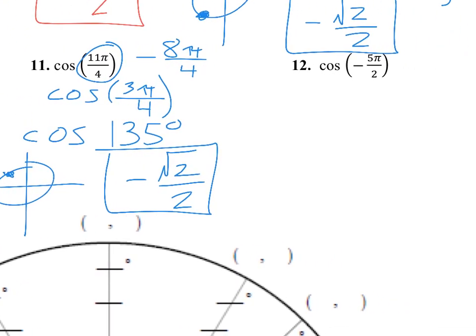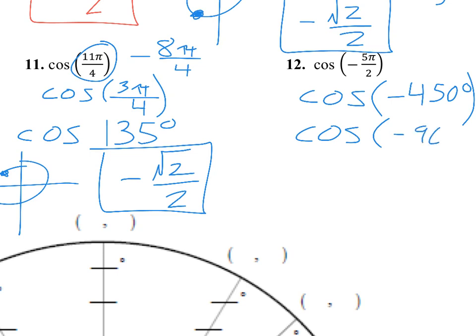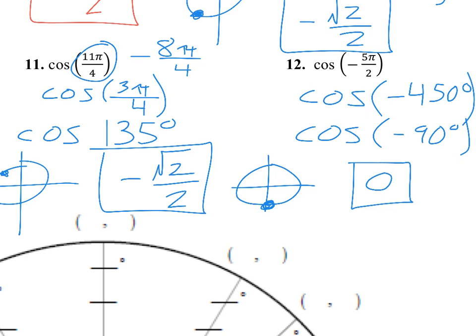Alright, one more. Okay, pi is 180. 180 divided by 2 is 90. 90 times 5 is, well, 90 times negative 5 is negative 450. Alright, if I add 360, I get negative 90. And I'll just use negative 90. So negative 90 is when you go clockwise, so you end up here. What is the x coordinate there? The x coordinate is 0.